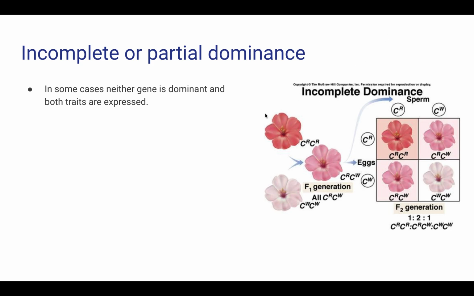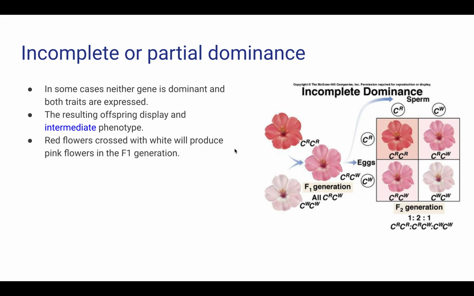And if we have a look over here, ignore all these letters for now. We've got a red flower and a white flower, and when they're crossed, what colour do you get? You get pink, somewhere in between red and white. So we would say this is an intermediate phenotype. It's between red and white. If you mix red and white paint, you'll get pink.